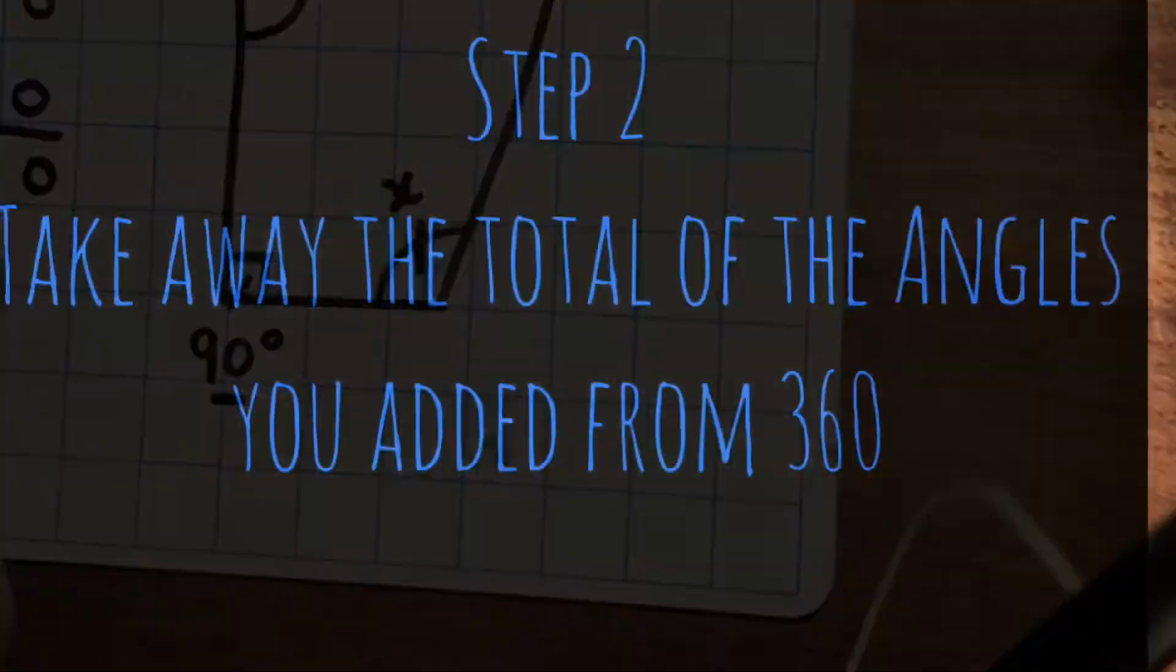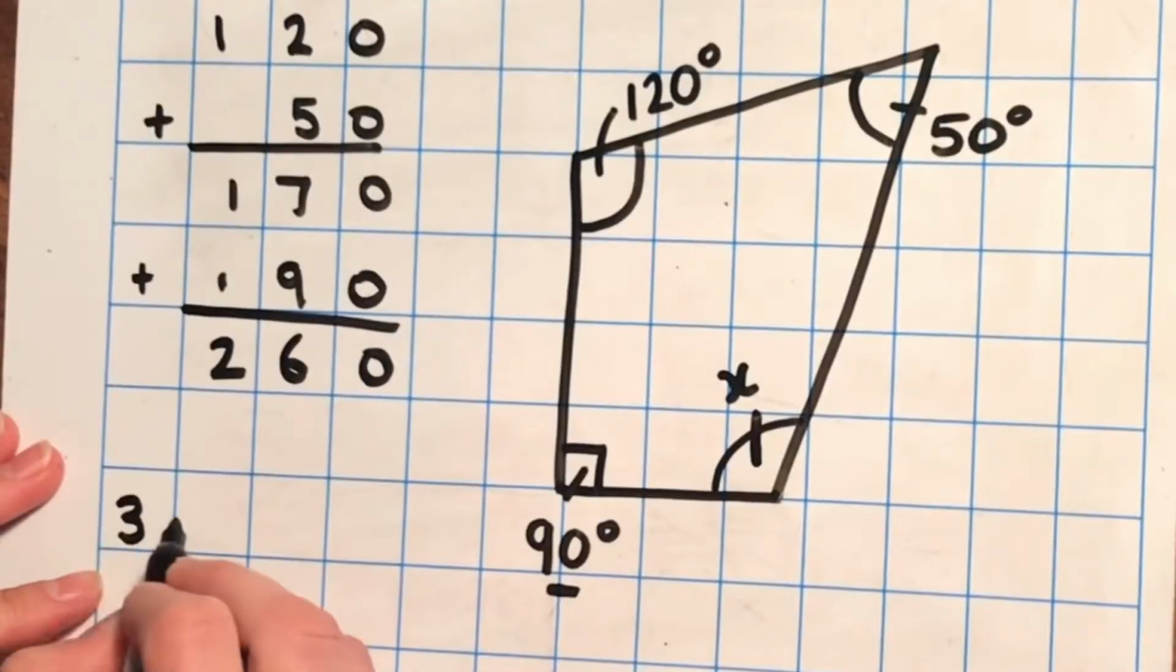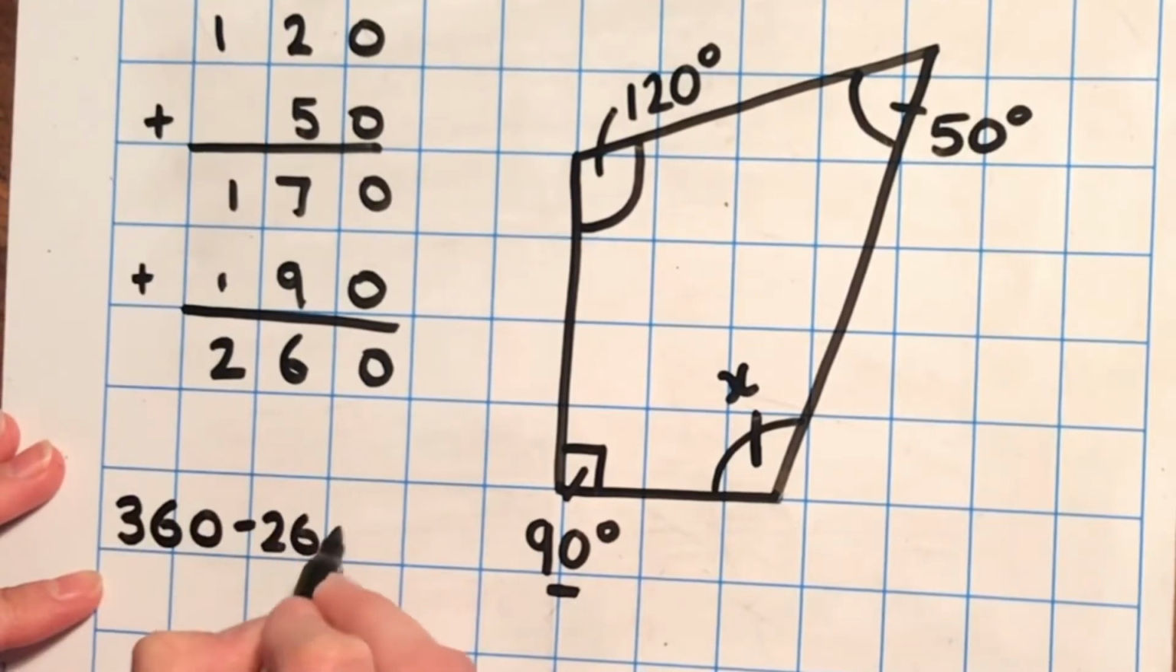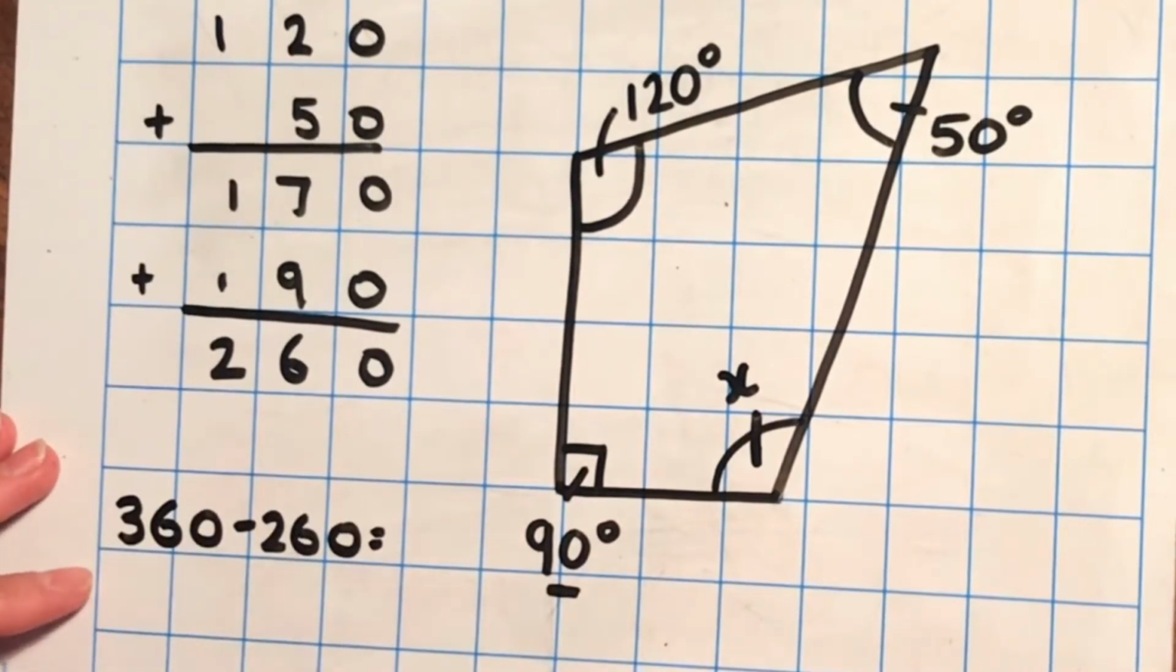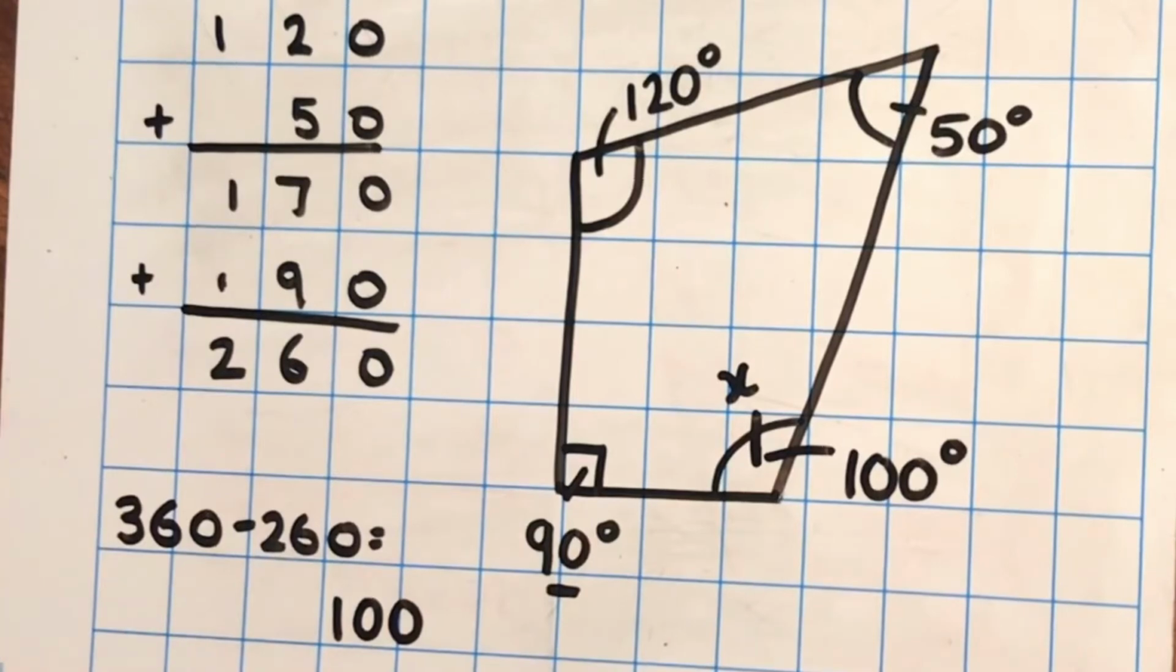So step 1, add together the angles you already know. Step number 2 is to take away that total from 360. So 360, take away 260, gives you 100. So angle X measures 100 degrees.